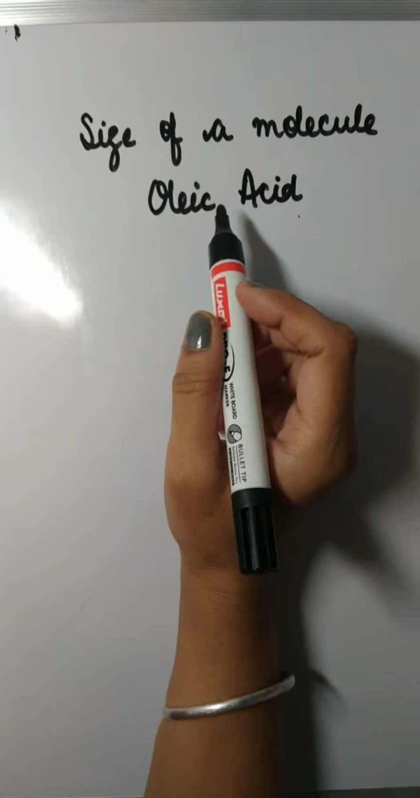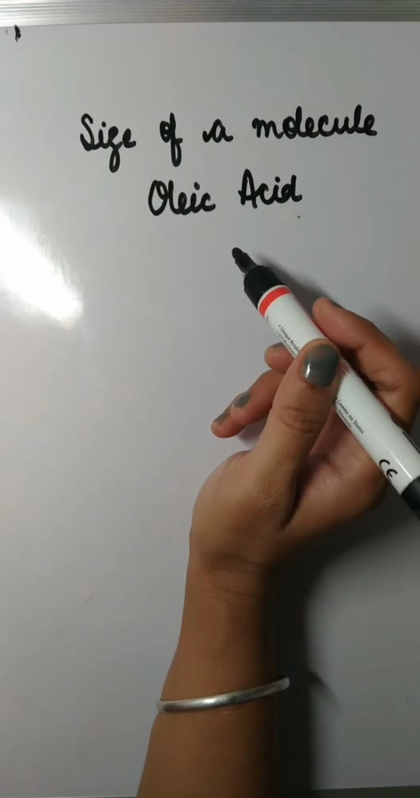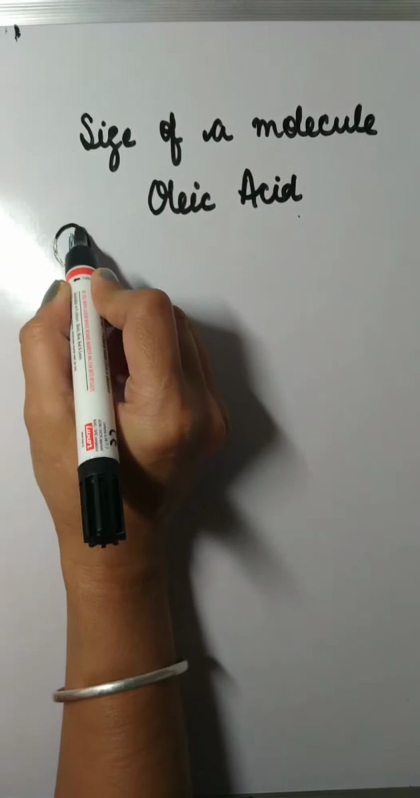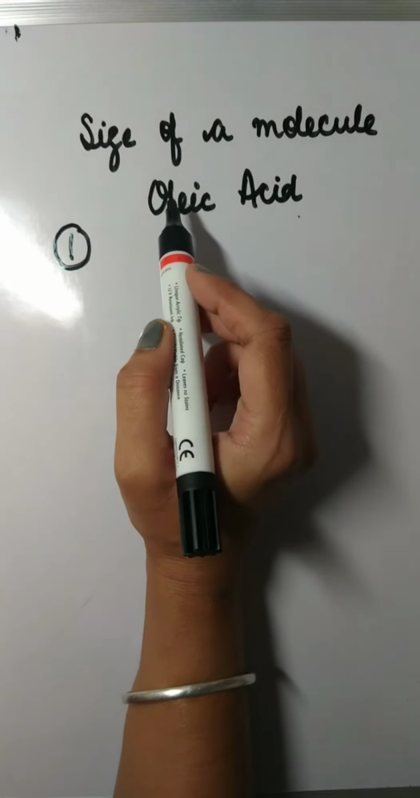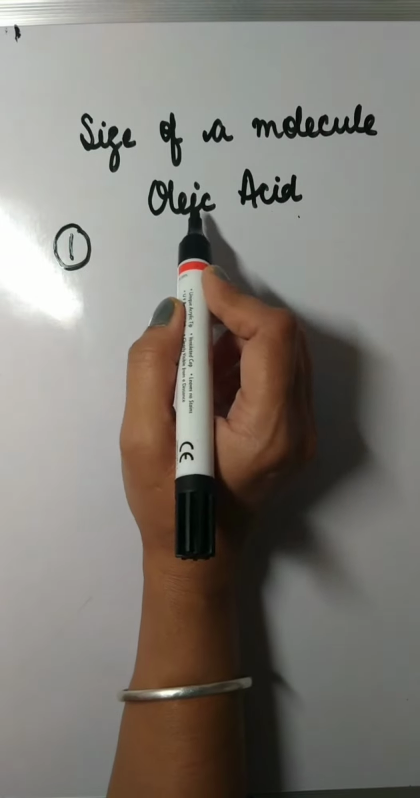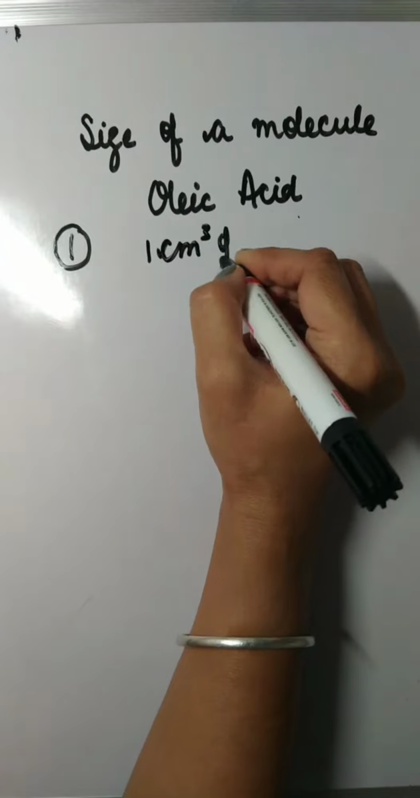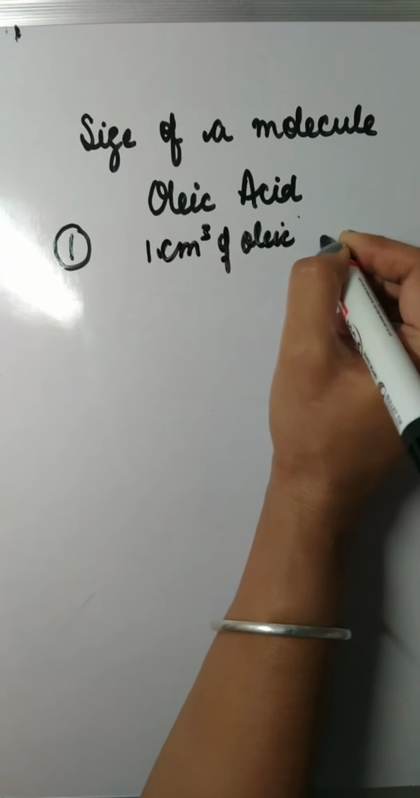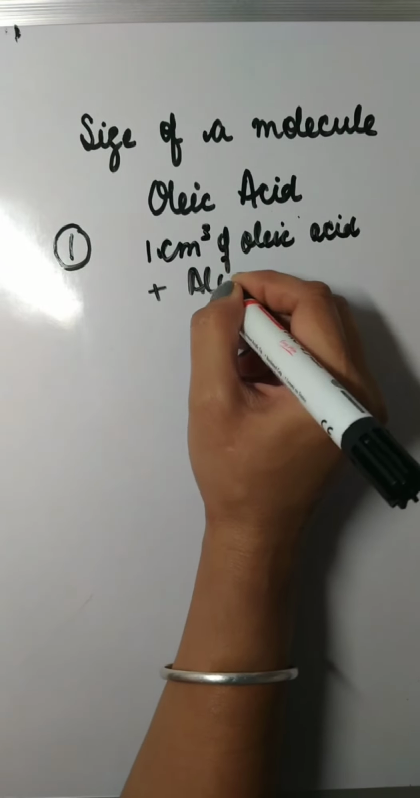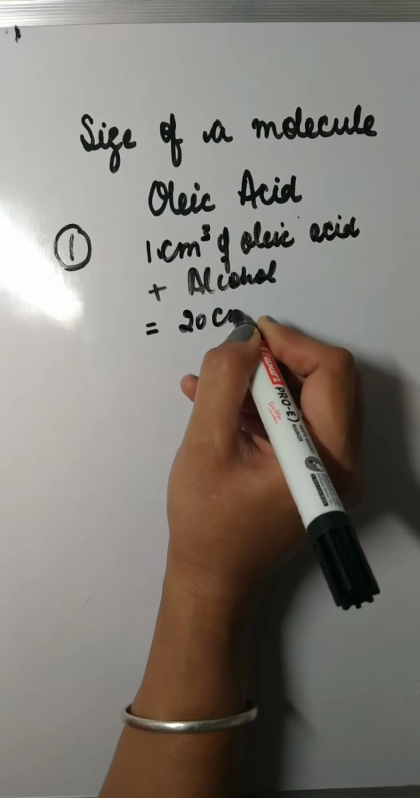Now let us understand how we do the experiment to measure the molecular size of oleic acid. In the first step, we form a solution of oleic acid in alcohol. We take 1 centimeter cube of oleic acid and we add alcohol into it so that the total volume becomes 20 centimeter cube.